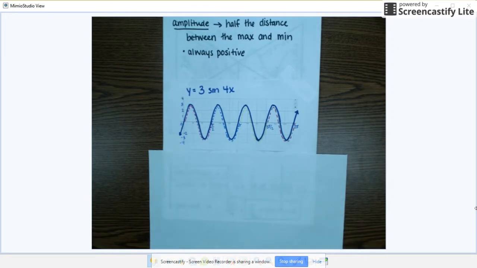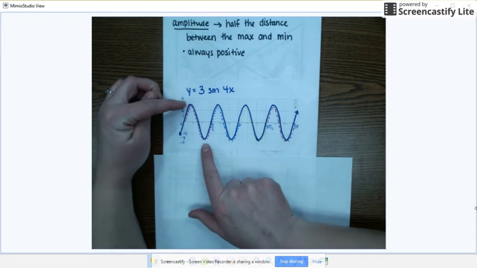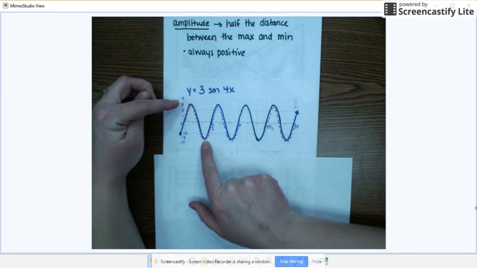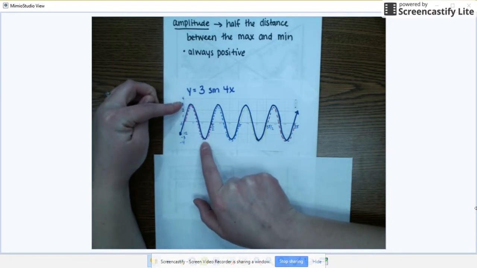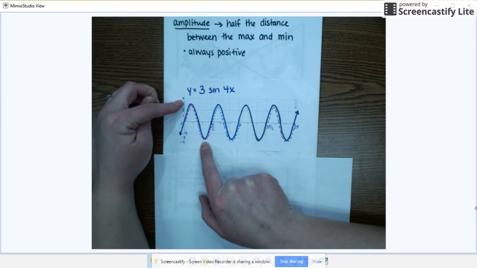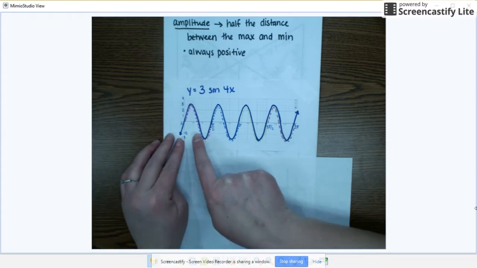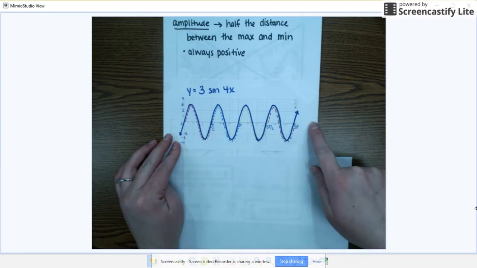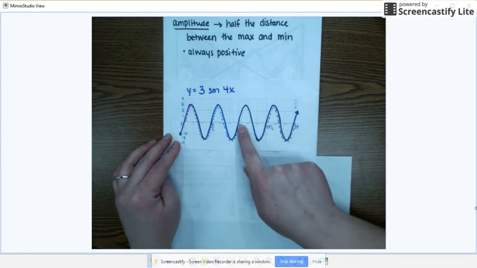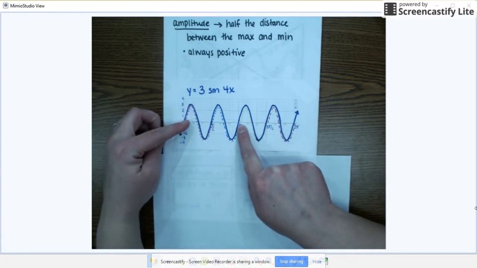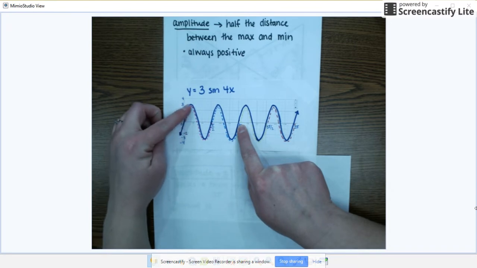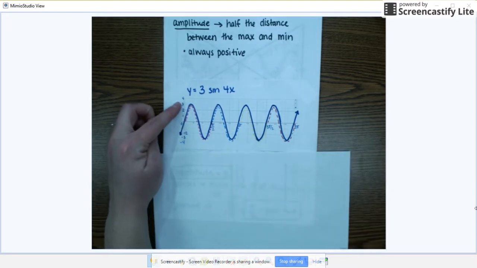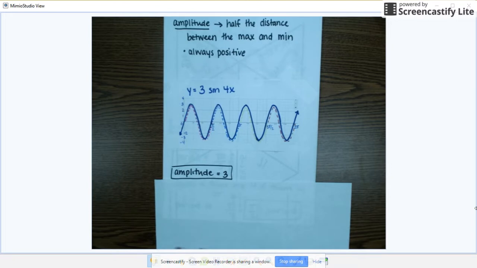But first of all, I want to talk about the amplitude. Remember, the amplitude is half the distance between our max and our min. So we go from +3 down to -3, so that's a total distance of 6 divided by 2 is 3. Another little hint, find the center of your graph. Ours happens to lie on the x-axis, and then find the height from the center of your graph to the maximum, which is 3. So our amplitude for this graph is 3.